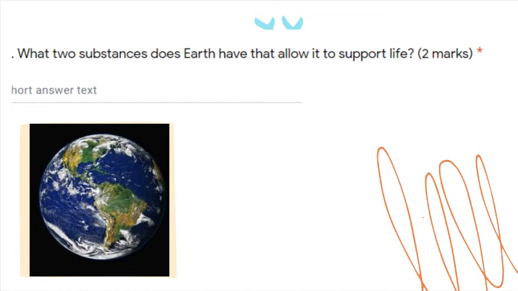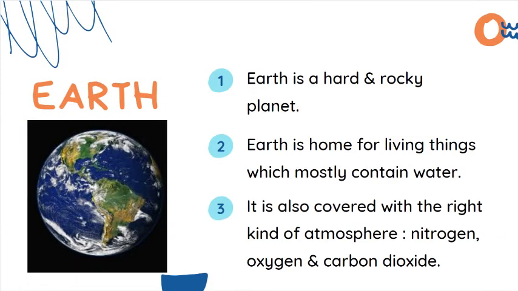Because plants also need the carbon dioxide to do the photosynthesis for making their food. The air that living things need are oxygen, carbon dioxide, and nitrogen. And the last stop, the Earth.